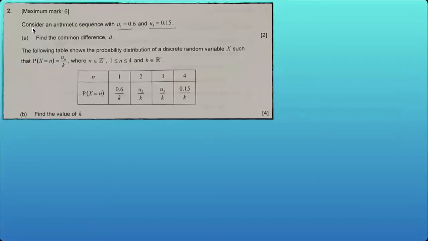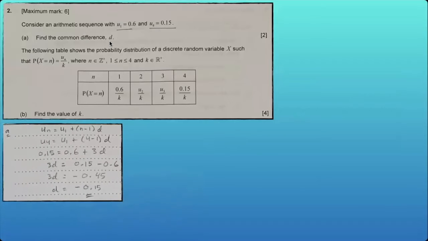Number 2, consider an arithmetic sequence with the first term, or U1, equal to 0.6, and the fourth term is equal to 0.15. A, find the common difference D. Now, this is the general formula for finding a particular term, Un. And we are given the fourth term, U4. So let's use this, so n is changed into 4.